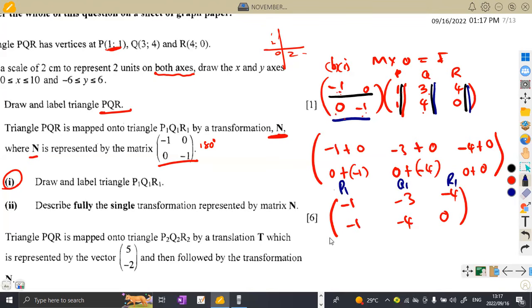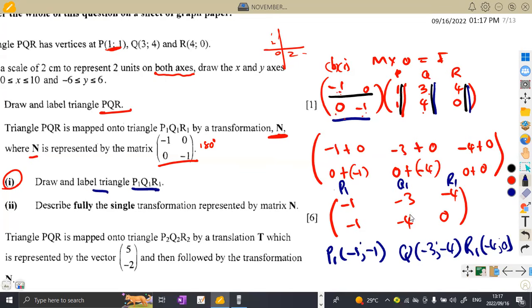And I told you guys, you are supposed to write the coordinates before you talk about sketching. So you're supposed to write them properly. P1 (-1, -1), Q1 (-3, -4), R1 (-4, 0). Okay, so these are the points that you're going to mark now on your graph, because the question is to draw, not to give the coordinates, but you're supposed to draw.